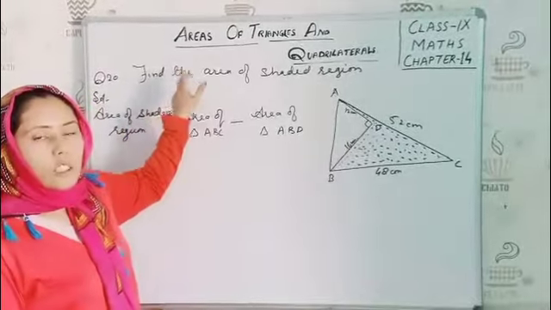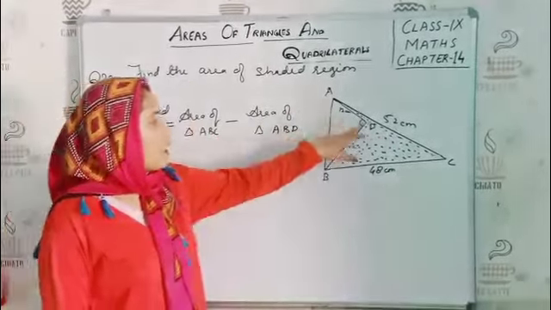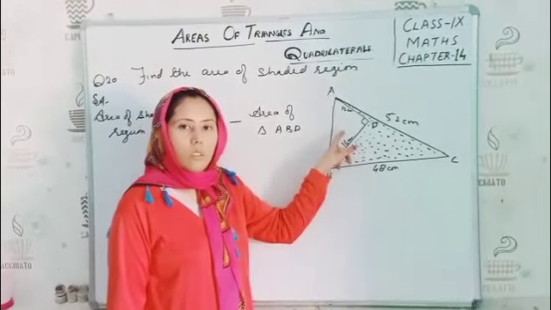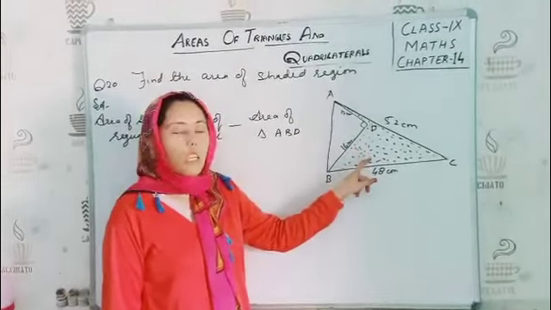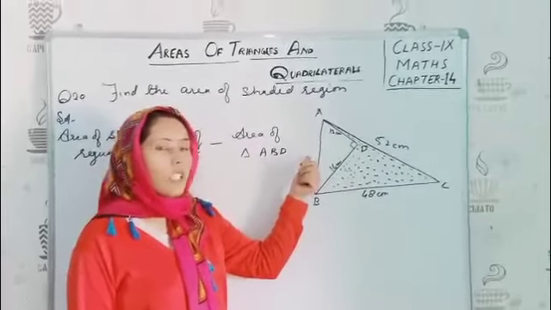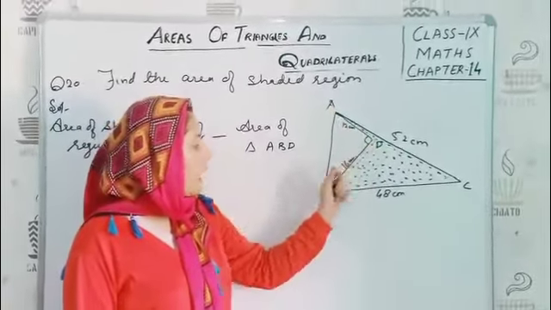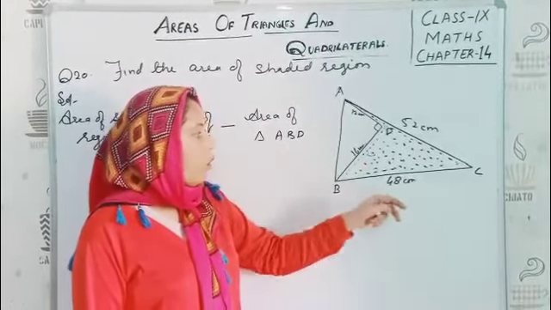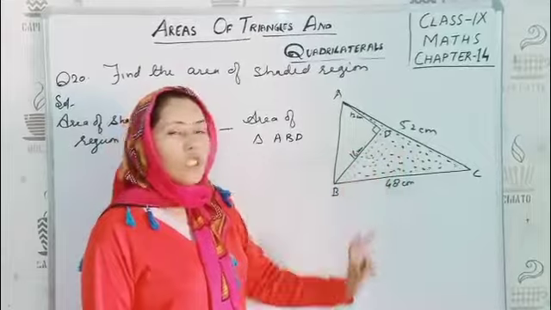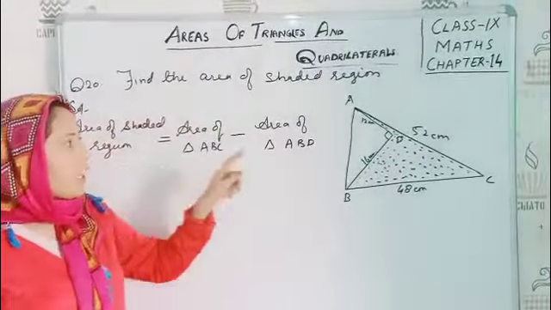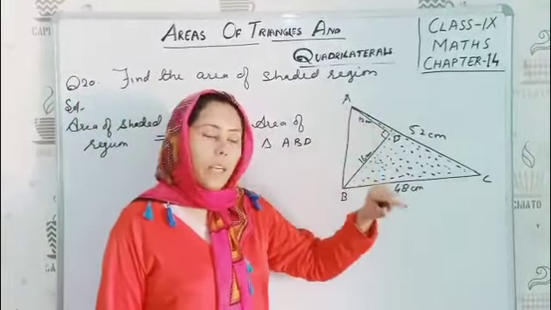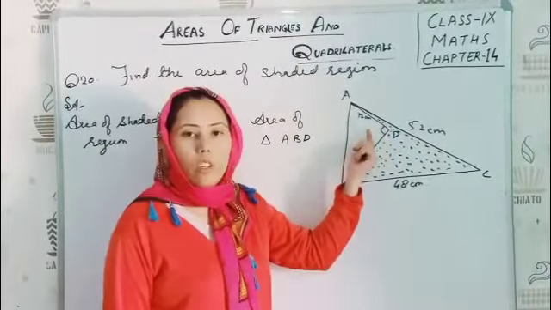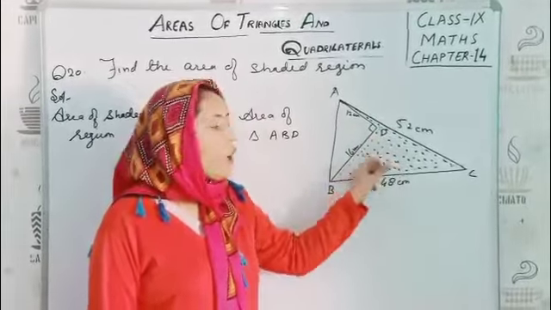Question number 20, they said you to find the area of the shaded region. 2 triangles are given. The inside one is a right angle triangle and this one is a scalene triangle with sides 48, 52 and one side unknown. And in triangle ABD, 2 sides are given and one is unknown. Now the area of the shaded region will be the area of triangle ABC, the bigger triangle, minus the area of triangle ABD, the smaller triangle, and you will get the area of the shaded region.